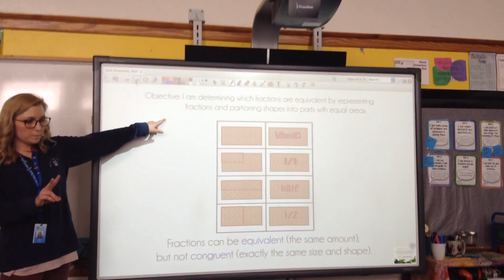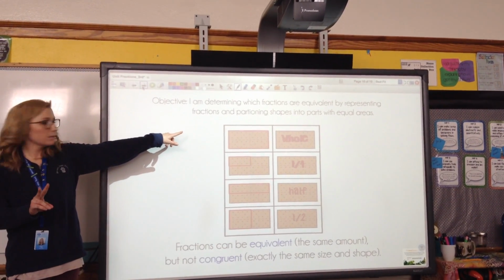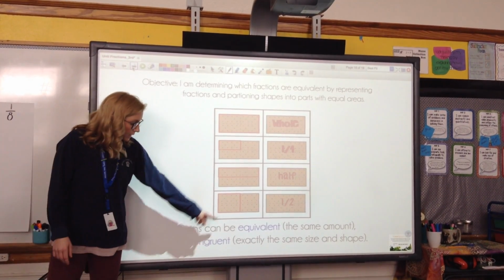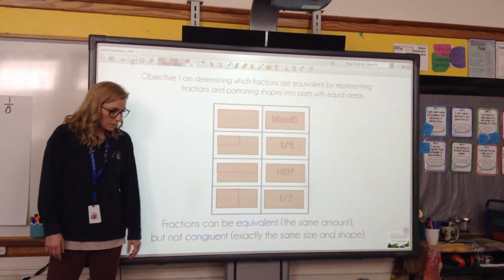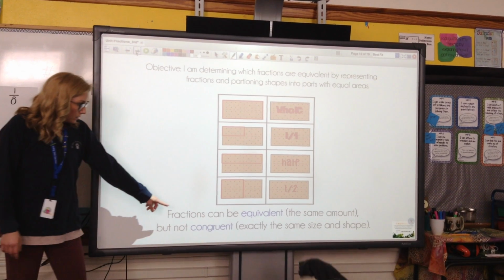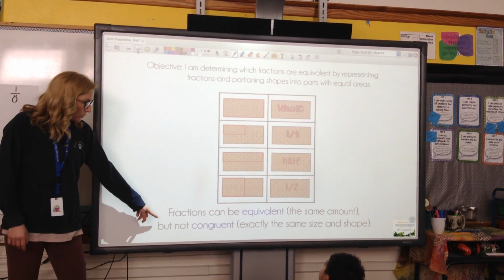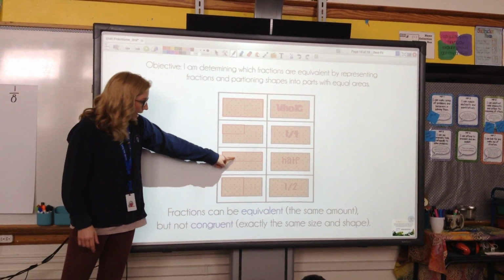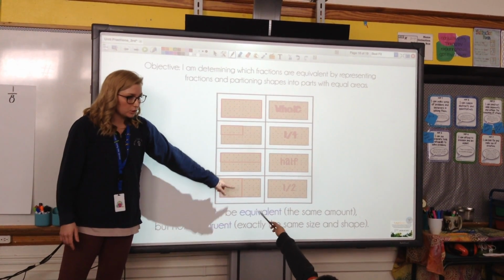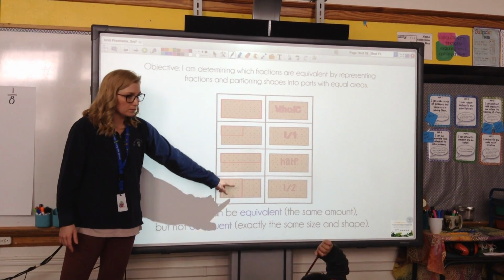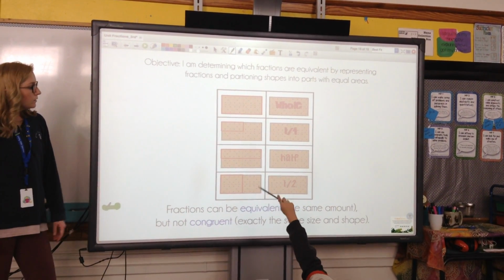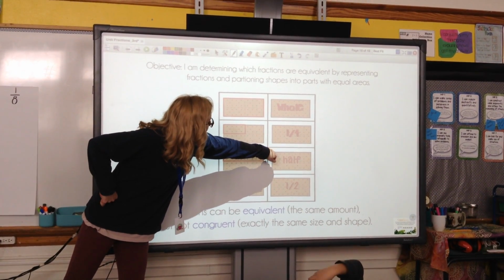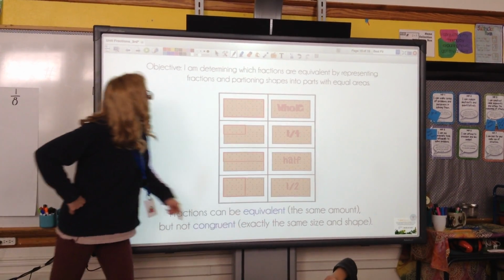Two more minutes, guys. Please give me your attention. Okay. So what we said earlier was that fractions can be equivalent. What did we say equivalent was? Equivalent was equal. Or a whole. Which is the same amount, but not congruent. And we saw that when we made ours, because some people folded theirs differently. But this half is the same as this half. They're not the same shape, but they are the same amount of the graham cracker.